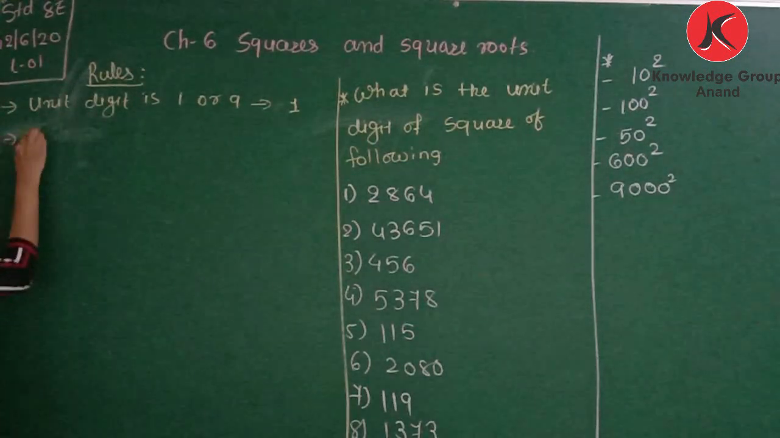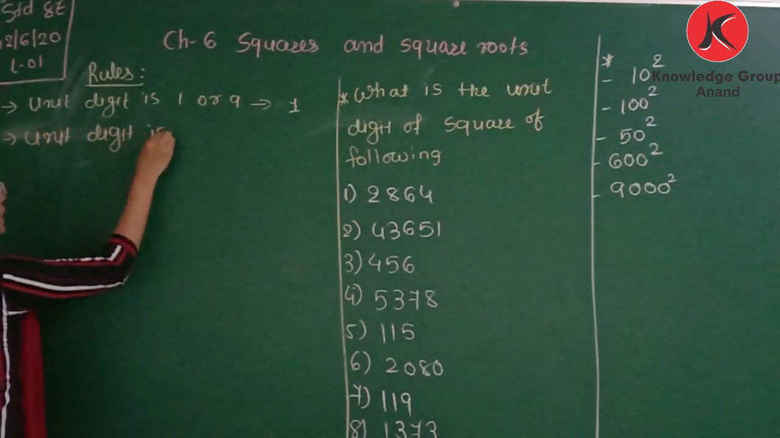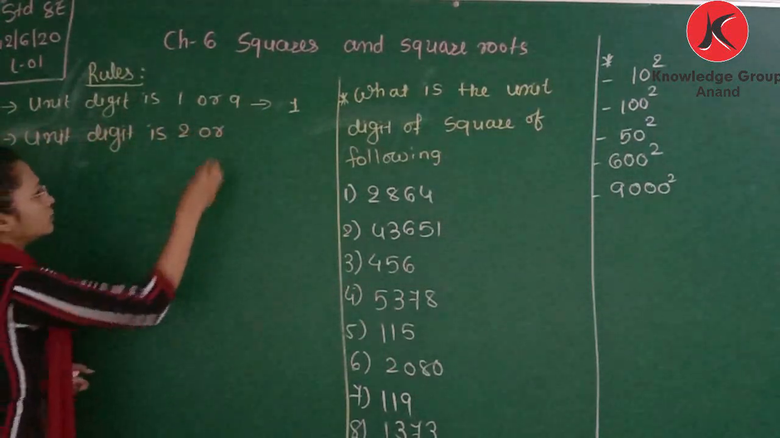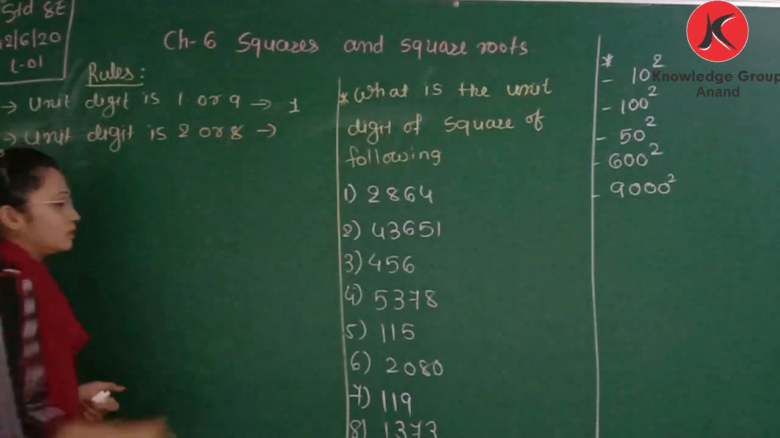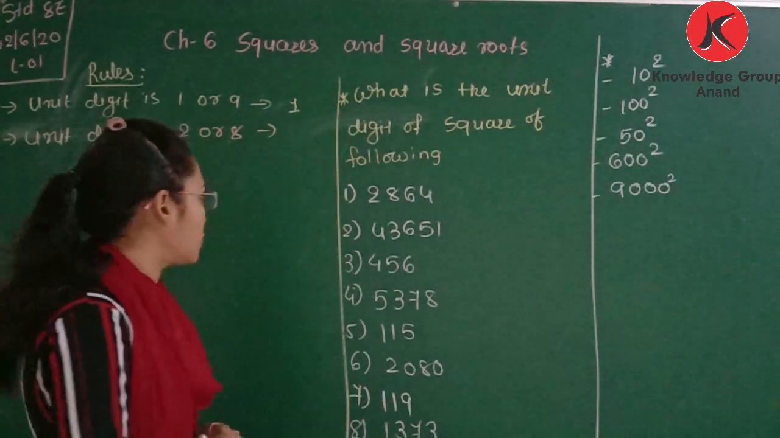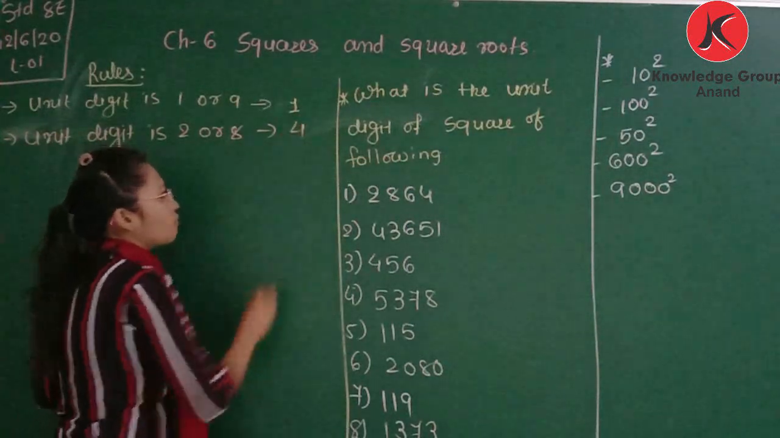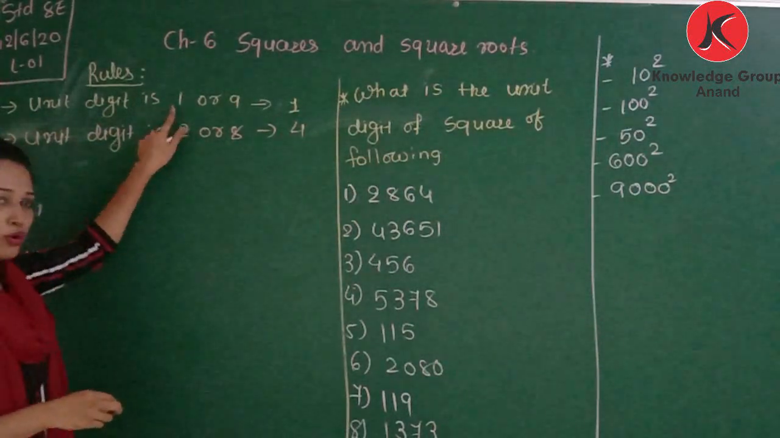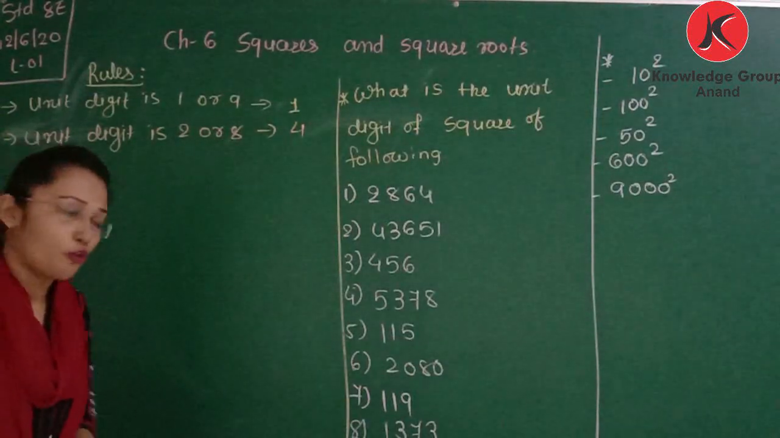If unit digit is 2 or 8, if the last digit of any number is 2 or 8, then its square contains unit digit 4. Why? Because 2 square is 4, 8 square is 64. Means last digit is 4.